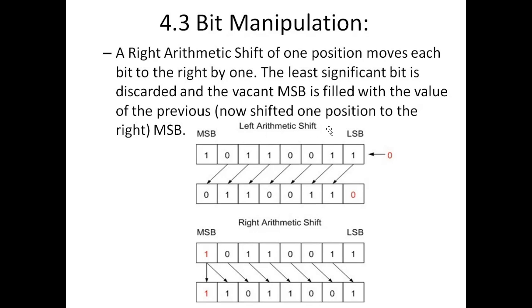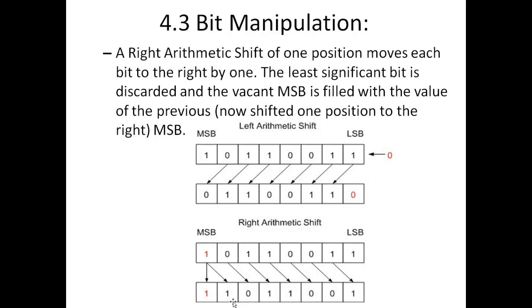As you can see, the left arithmetic shift is the same as left logical shift. Every bit is moved one place to the right, and the leftmost bit is discarded, and whatever number of vacant positions there are on the right hand side are filled with zeros. However, if you are talking about a right arithmetic shift, then the most significant bit is copied right down and the rest of the bits are shifted one place to the left, to the right, sorry.